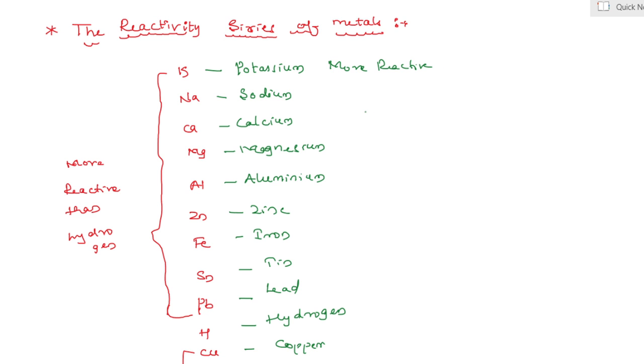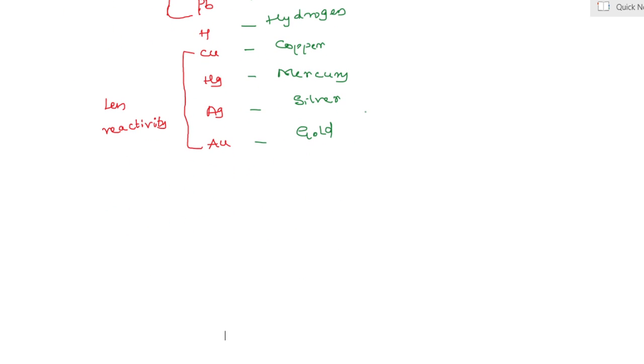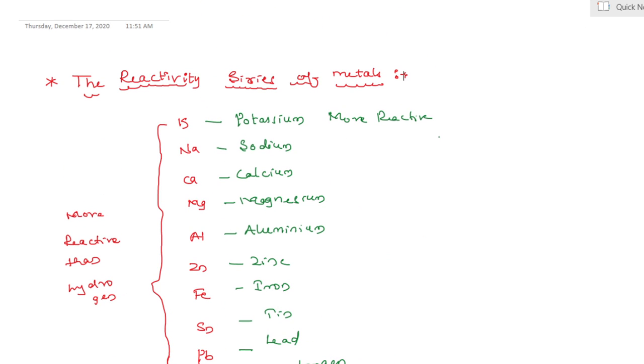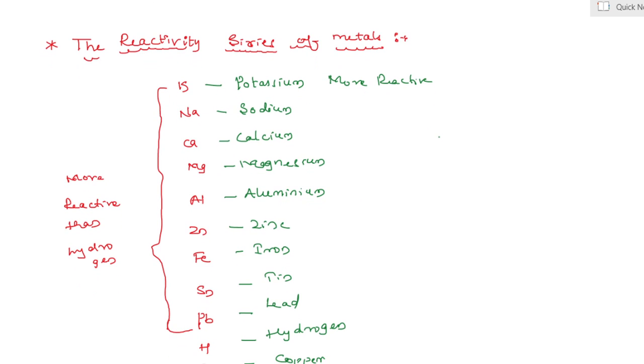And the lower region is termed as what? Less reactive side. Okay, let us see what is meant by more and less reactive elements. On the basis of their relative tendency to lose electrons and their reactive nature, metals are arranged in a series. This series is called activity series or reactivity series of metals.